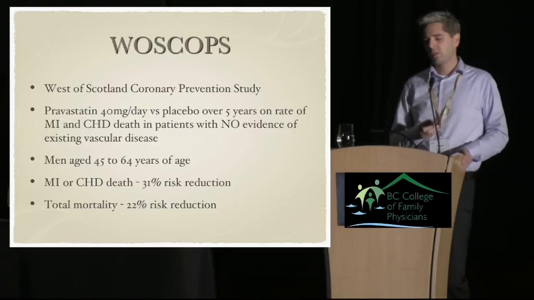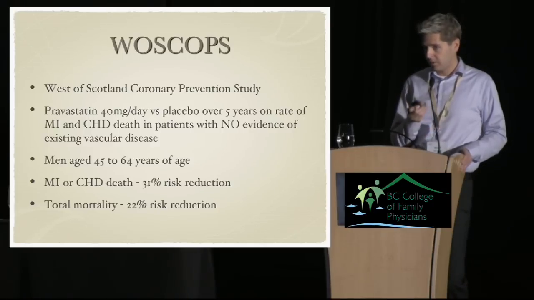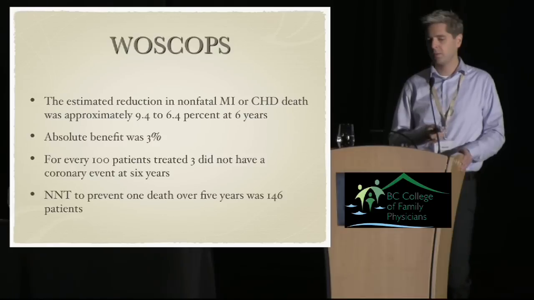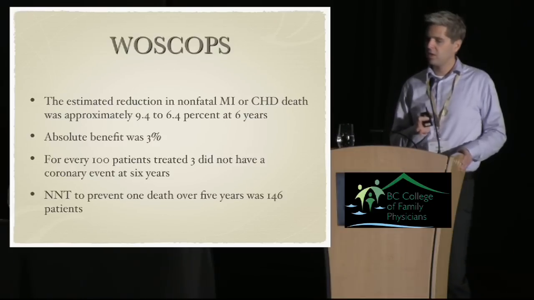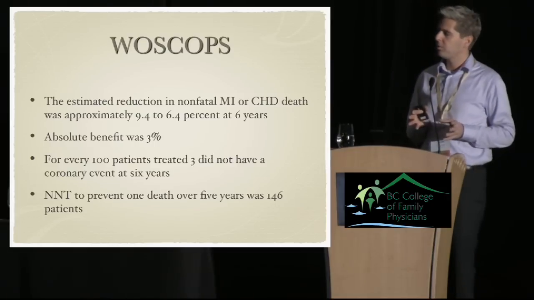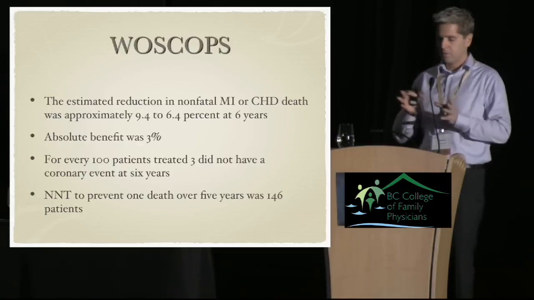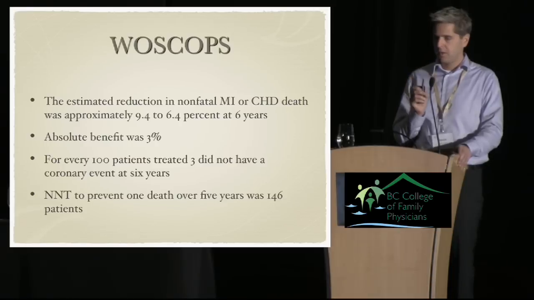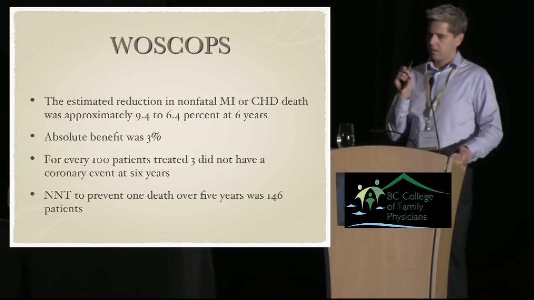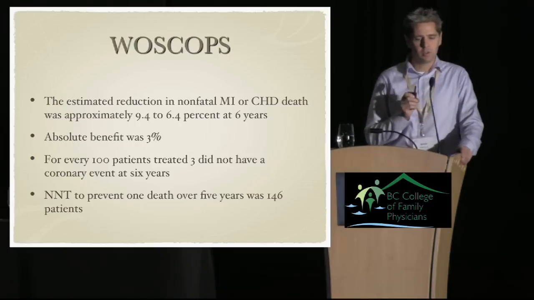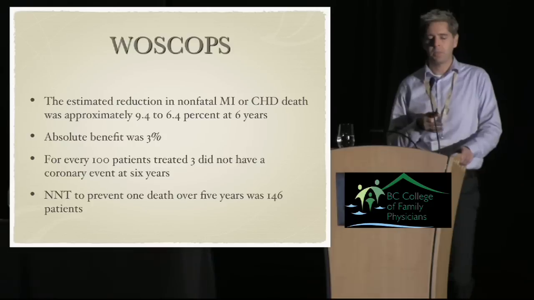They showed they could reduce the risk of MI or CHD death. This is relative risk, remember, 31%, total mortality 22%. But if you drill into the numbers a little bit better, the estimated reduction in non-fatal MI or CHD death went from about 9.4% if you were on placebo to 6.4%, and it was a 5-year trial, but this was the 6-year data. So the absolute risk reduction, 3%. Now that's of any acute coronary syndrome, non-fatal MI. So the number needed to treat would be about 33.